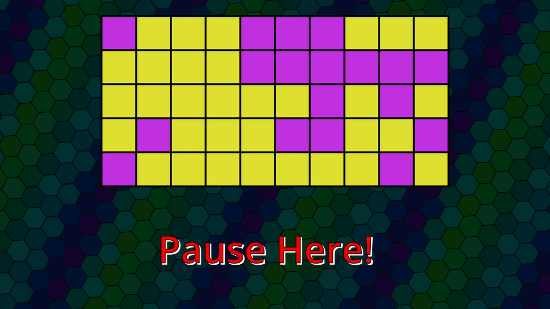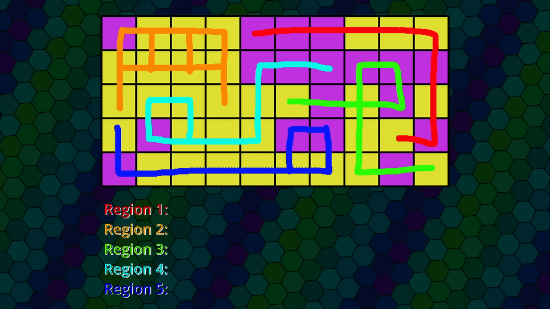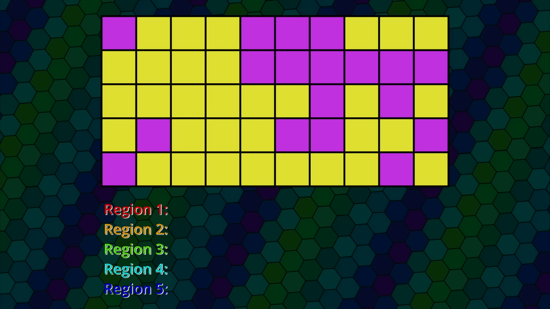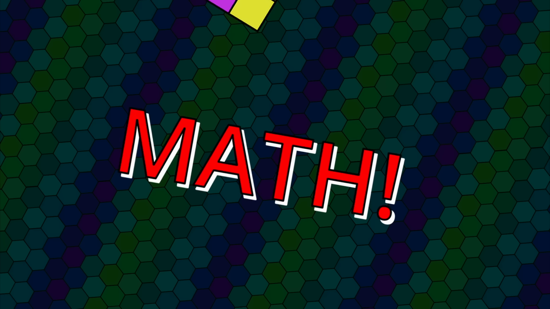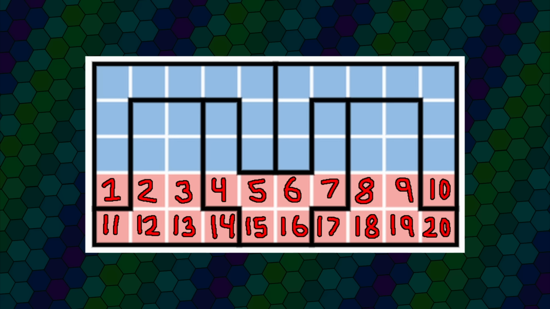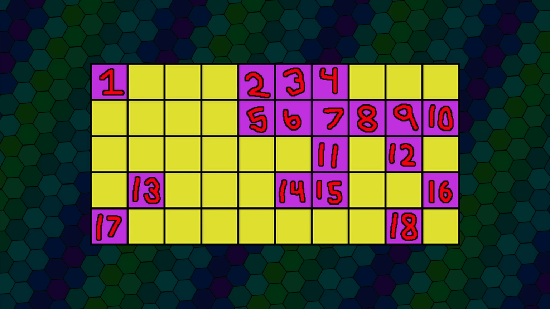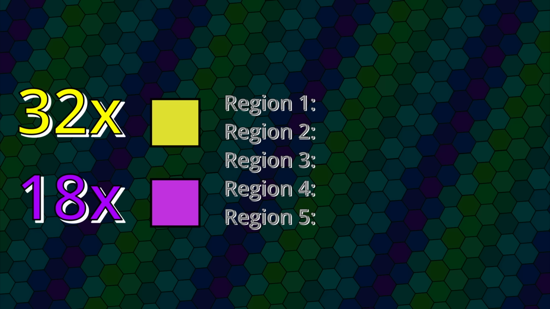Alright, this probably seems like it'll be pretty easy, but when you actually begin trying to create the regions, it becomes quite a bit harder than you'd expect. Before aimlessly drawing regions and hoping it works out, you have to start with some math. The original red and blue example had 20 minority districts, but there are only 18 minority districts with 32 majority districts. First of all, the obvious thing to do to begin with is to start packing the majority districts.